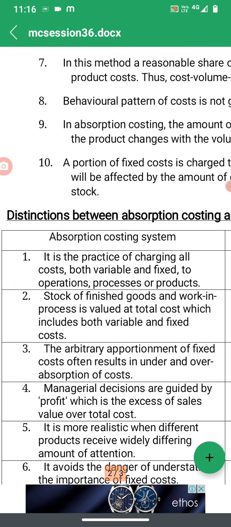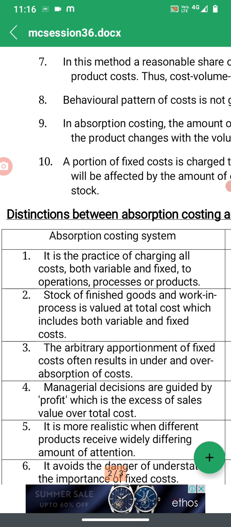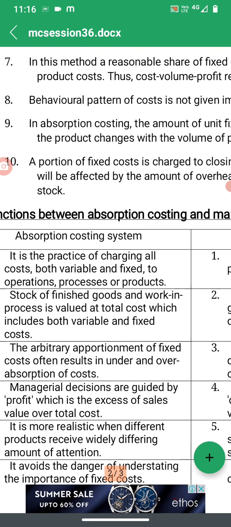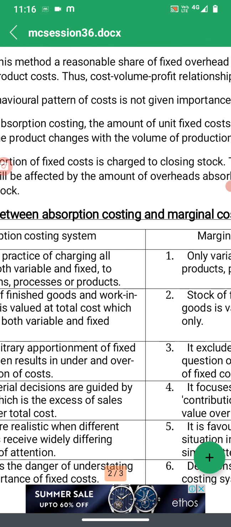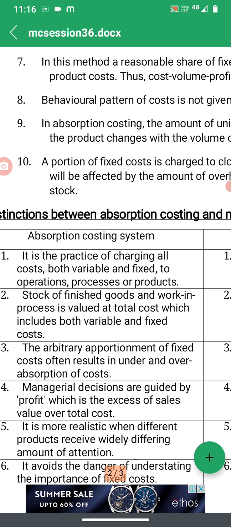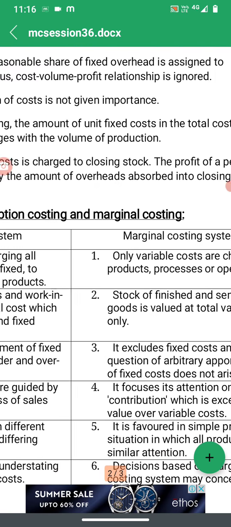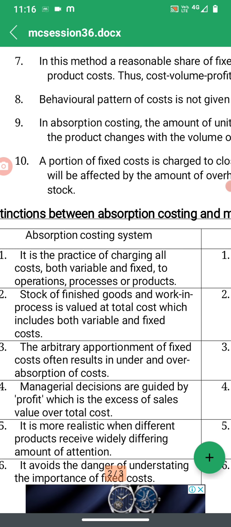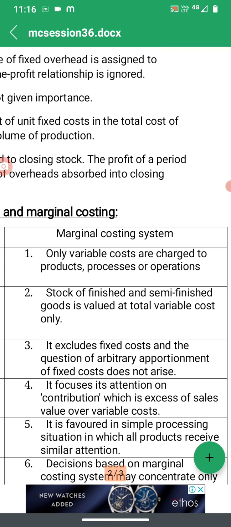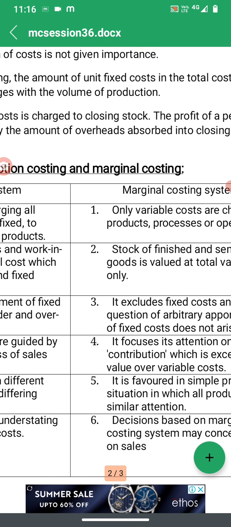So these are some of the limitations, but rather than just pointing out the limitations, let us look at the distinguishing points between absorption and marginal costing. Absorption costing is a practice of charging all costs, but marginal costing takes only variable cost, that we have discussed. So stock of finished goods and work in progress is valued at total cost, which includes both fixed and variable, but here it is valued only at total variable cost.